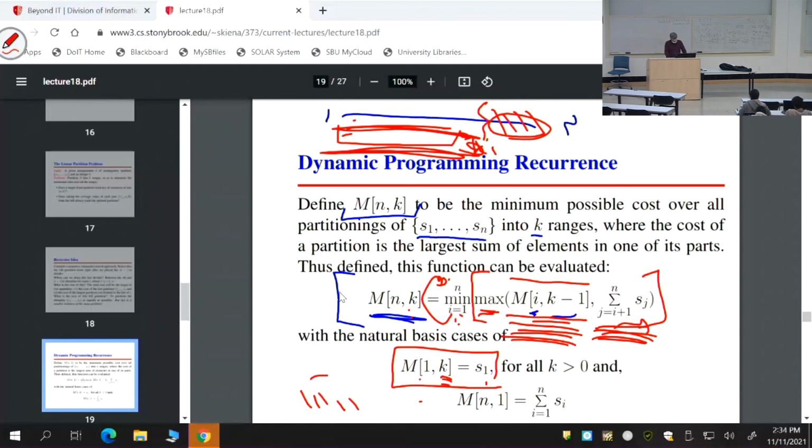What if you have one worker and a lot of books? How do you divide the work up among one worker? You don't. They get all the work, right? So the other base case was this one: if you have n books and one worker, the cost is doing the whole thing. Any questions about that? Any questions about doing the dynamic programming?